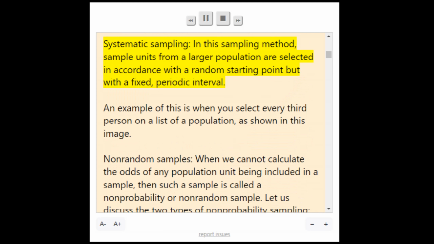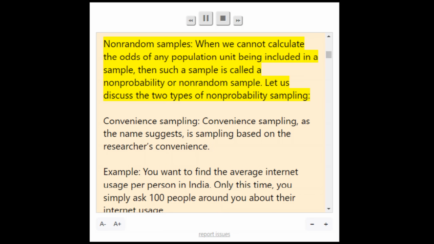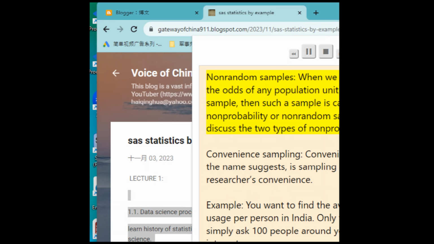Systematic sampling: in this sampling method, sample units from a larger population are selected in accordance with a random starting point but with a fixed, periodic interval. An example of this is when you select every third person on a list of a population, as shown in this image. Non-random samples: when we cannot calculate the odds of any population unit being included in a sample, then such a sample is called a non-probability or non-random sample.